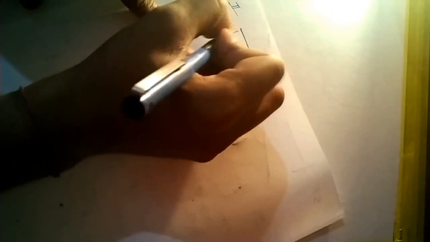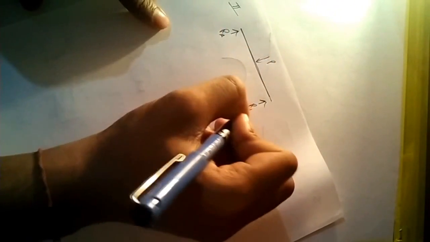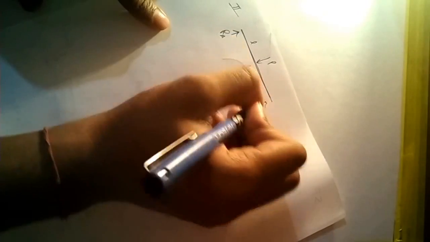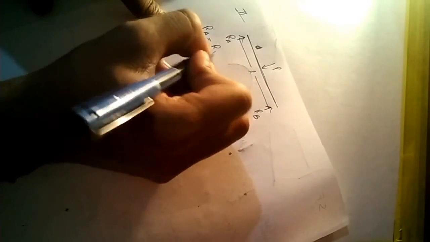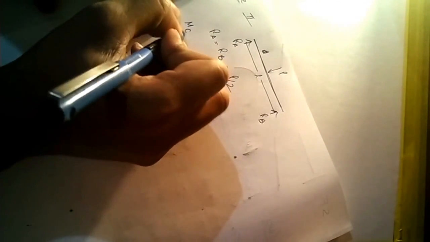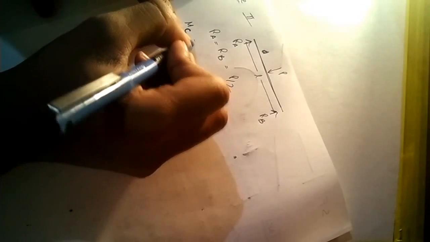Now case 2 is simply a simple beam with a point load P at the center, with reactions RA and RB, and L is this distance. RA equals RB equals P upon 2, and the bending moment will be maximum at the center, which will be PL by 4. You can find it out. If you forget this formula, then you can find it out.